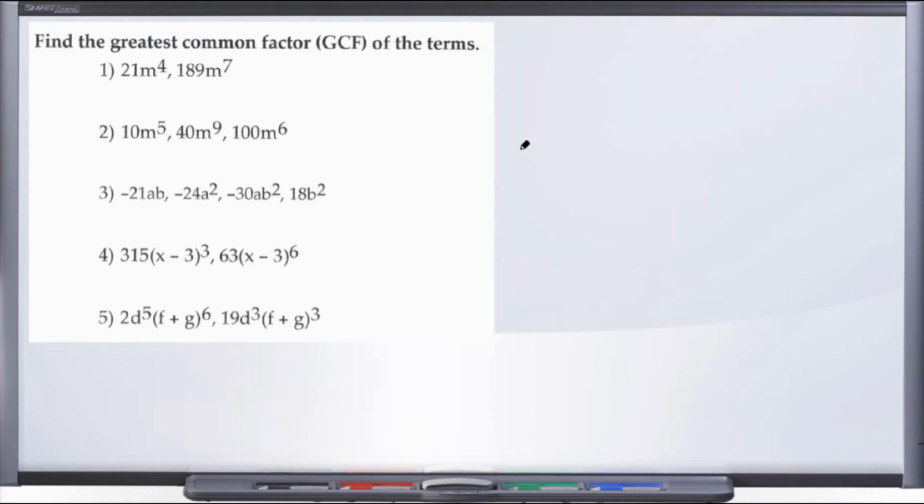Alright, so here we go. Let's take a look at questions 1 through 5 here in this first video. And the directions for this section are: find the greatest common factor, aka the GCF, of the terms.